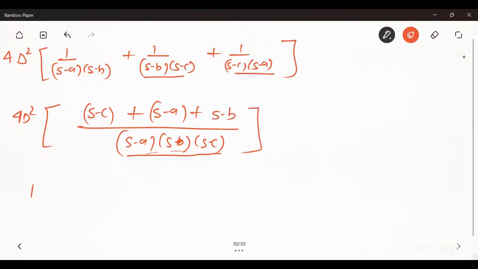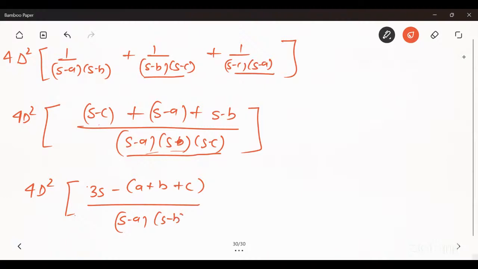So 4 delta square. Now if you add all this, you will get S plus S plus S, that is 3S minus (A plus B plus C), upon (S minus A)(S minus B)(S minus C). So what is the value of A plus B plus C? The value of A plus B plus C is 2S.